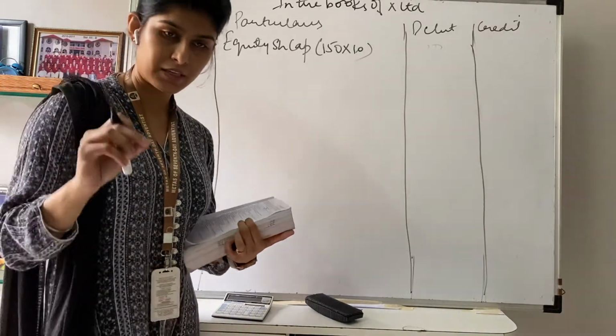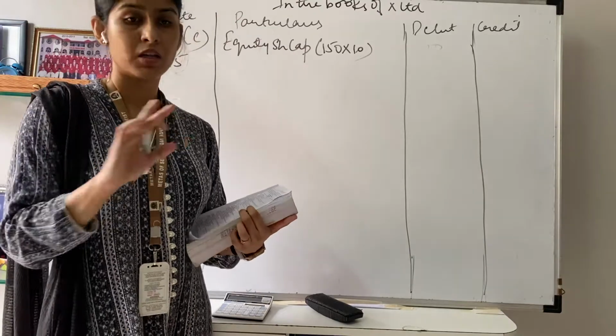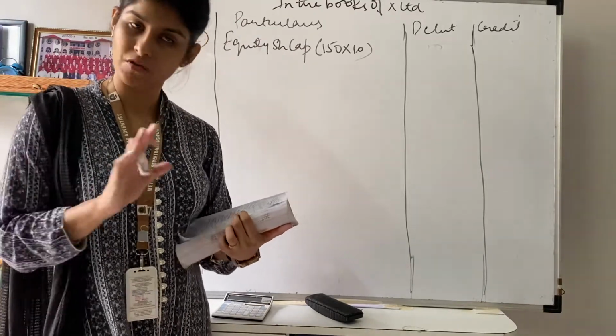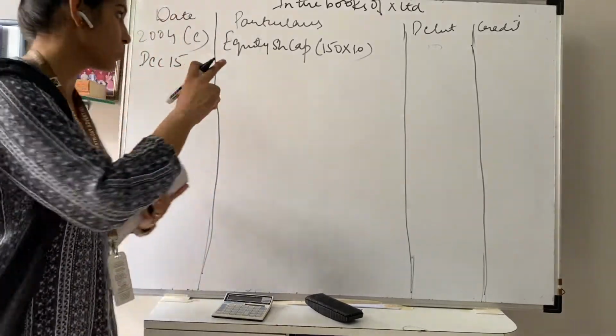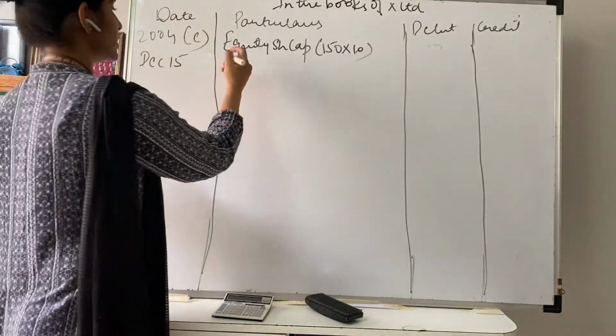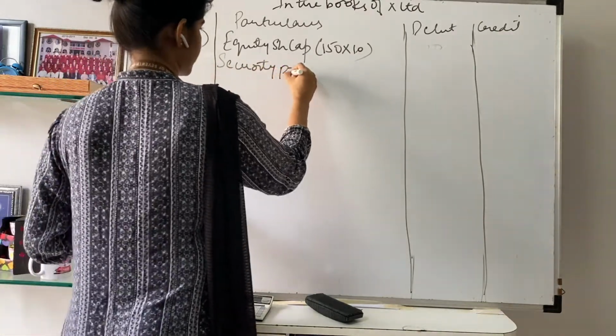Second thing, read the question carefully. There is some amount as security premium not paid with the allotment. You have not paid the allotment also. You have not paid the premium also. So here, while we are forfeiting the shares, we will include security premium.